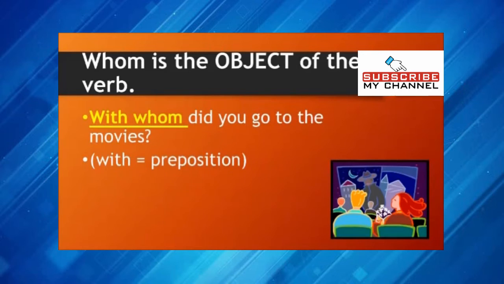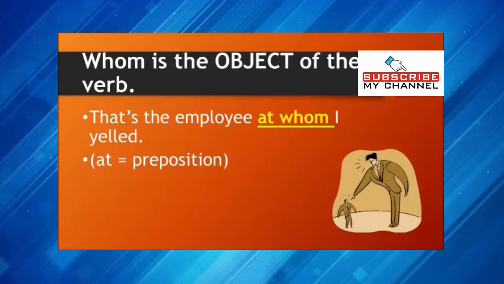Here's another example. With whom did you go to the movies? With is a preposition, so we say with whom, not with who. Here's one more. That's the employee at whom I yelled. Again, we have a preposition, at, and after the preposition we use whom.